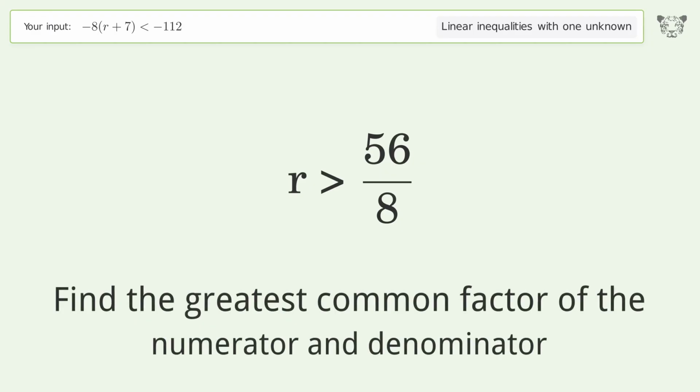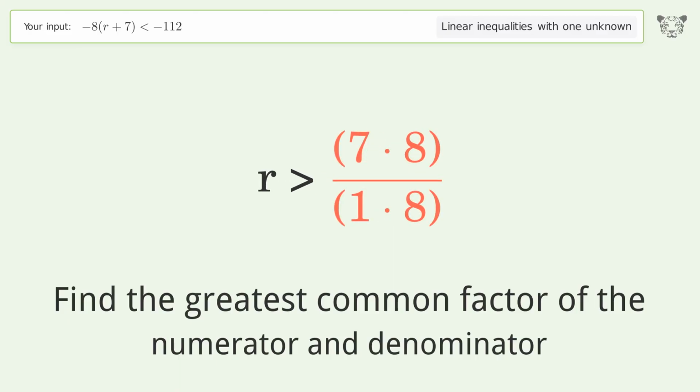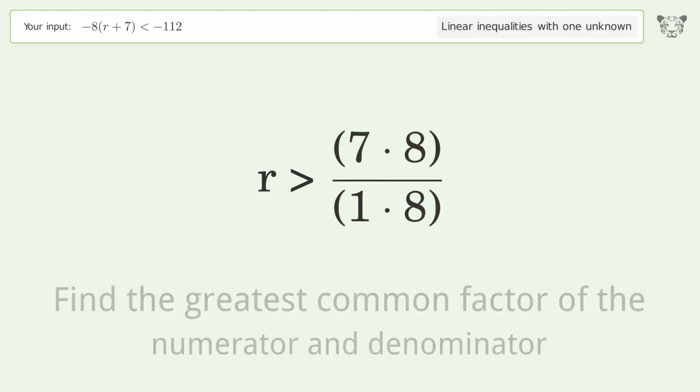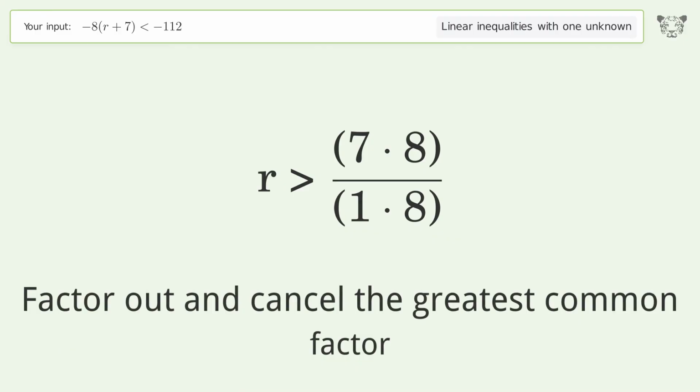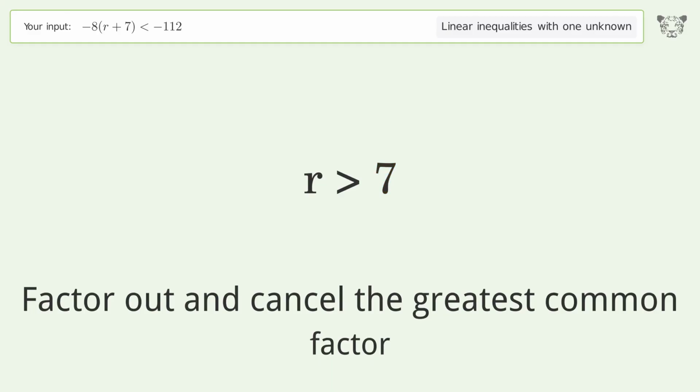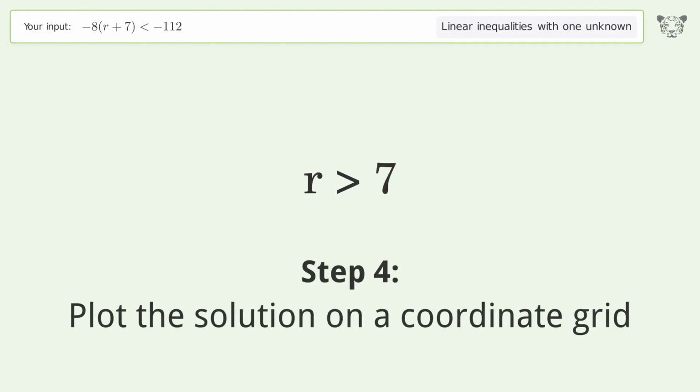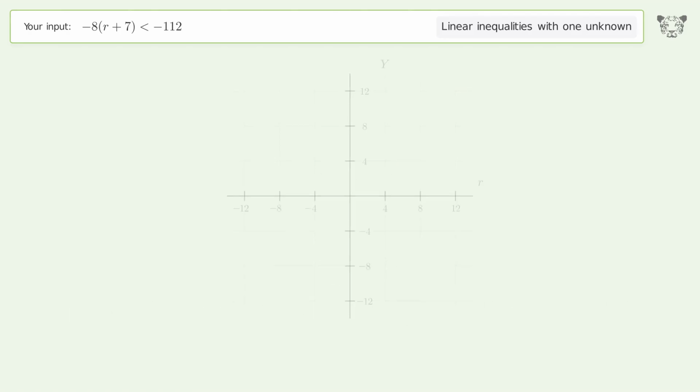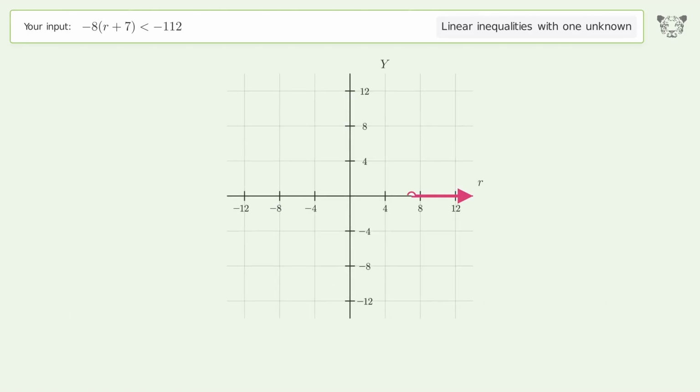Find the greatest common factor of the numerator and denominator. Factor out and cancel the greatest common factor. Plot the solution on a coordinate grid. And so the final result is r greater than 7.